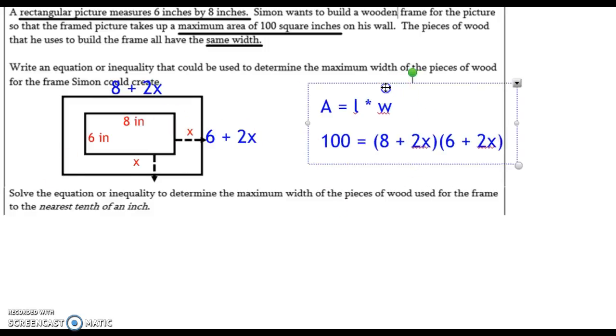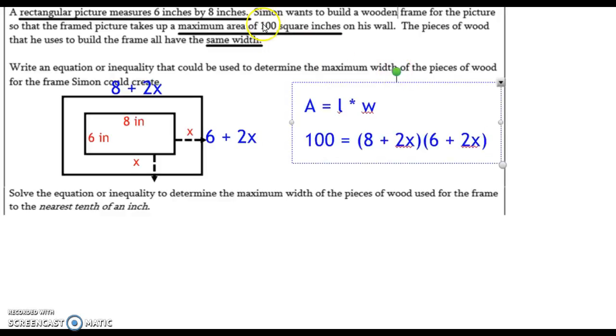And we could use an inequality for this. Technically it says the maximum area of 100 square inches. So these values could be smaller. So we could use the less than or equal to symbol. But for our purposes and for the purposes of the exam that you're going to be taking, you could use this to represent the possible dimensions of this frame. Then we have to solve the equation or inequality to determine the maximum width of the pieces of wood.